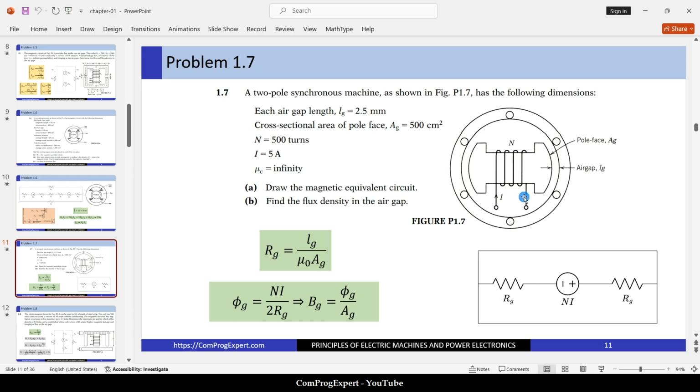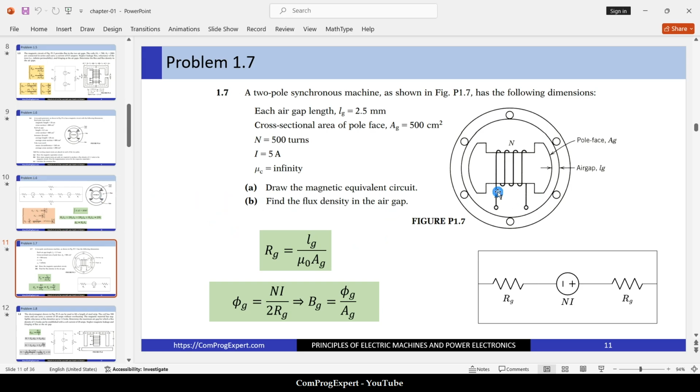This is a synchronous machine, a two-pole. This is the field winding. And the value of the current is 5 ampere. The permeability of the core is infinite. We have ideal iron cores. Draw the magnetic equivalent circuit and find the flux density in the air gap.